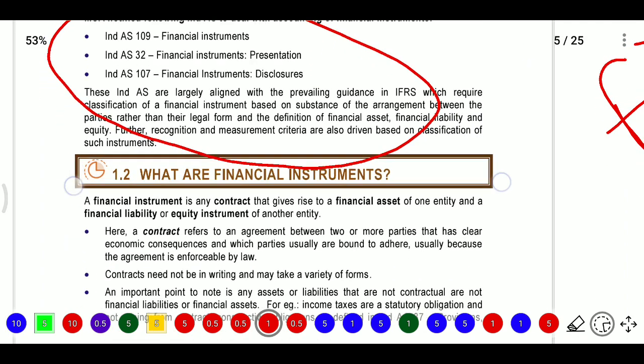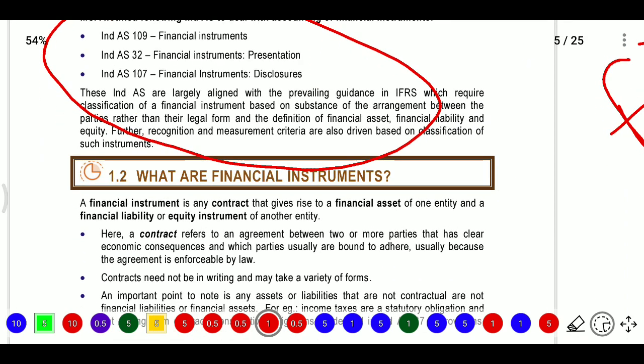Here, for financial instruments, the guidance mostly comes from IFRS. Classification of financial instruments requires considering the substance of the agreement between the parties and not only the legal form. The definitions of financial assets, financial liabilities and equity, and the recognition, measurement and criteria, will decide the classification of such instruments.